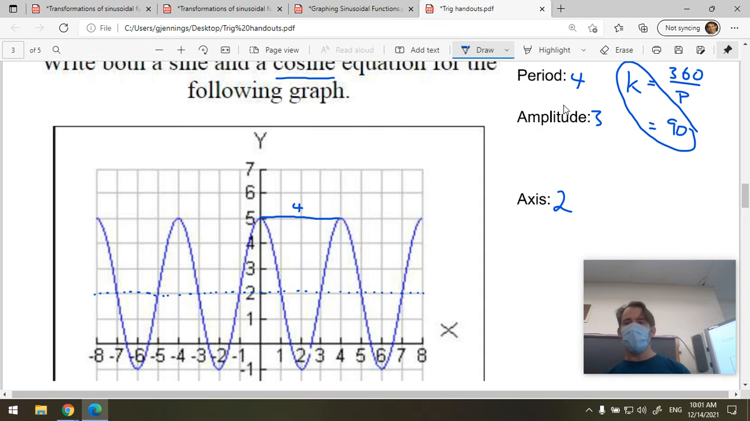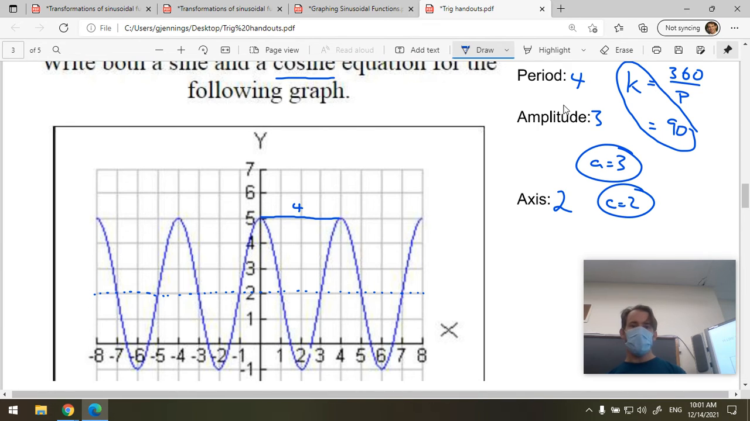Amplitude is 3. So this gives us our k. What will this amplitude determine in terms of the transformations? Yeah. So that's going to be an a of 3. And how about this axis of 2? Yeah, that's going to be our c. So c equals 2. Very good. So we've got 3 of the 4 numbers we need. Now we need to figure out d.